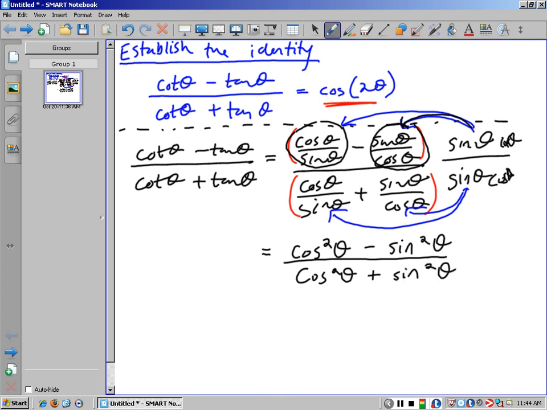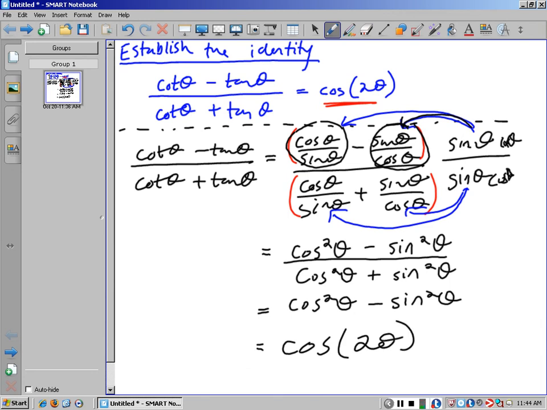Okay? Questions? This is good. What's the denominator equal to? 1. So that whole thing is equal to cosine squared minus sine squared. And here's the part that might not be so recognizable, but what's cosine squared minus sine squared equal to? Cosine 2θ, thus completing the proof.